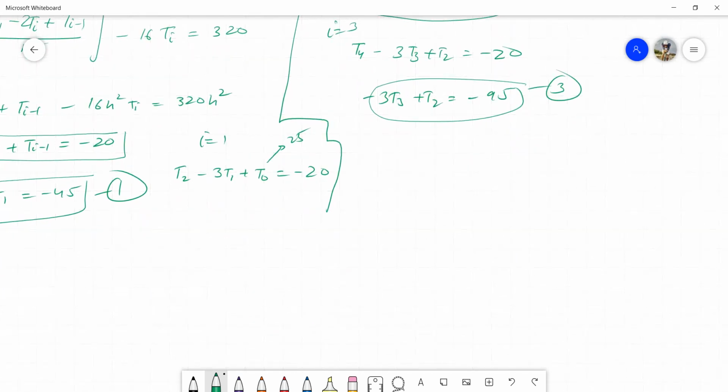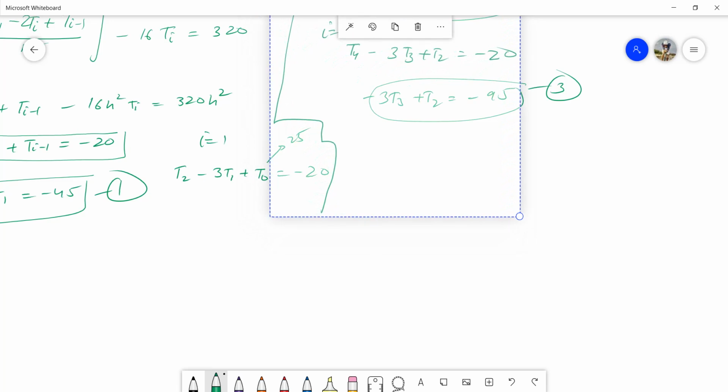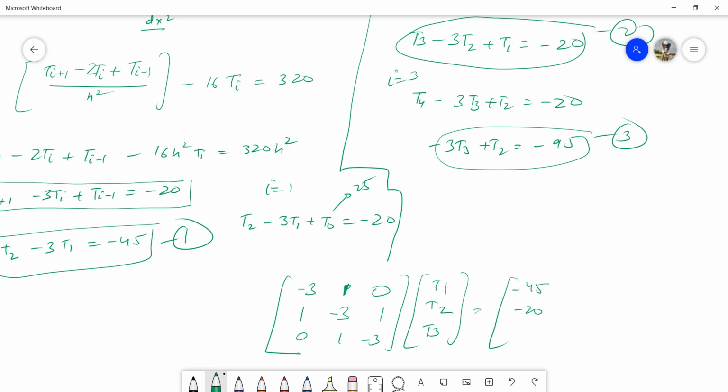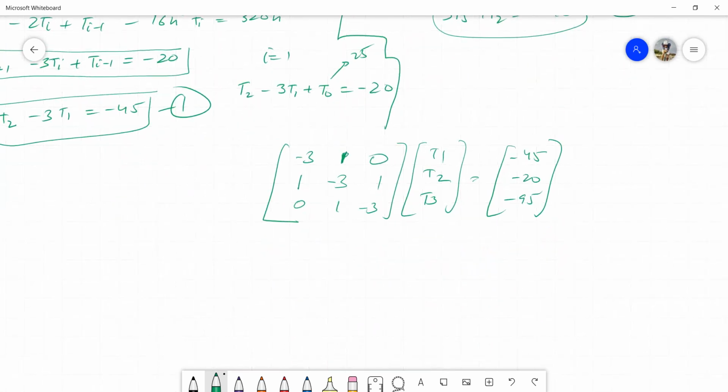So let's prepare the matrix using these three equations. From equation 1, we have the matrix row minus 3, 1, 0. From the second equation we have 1, minus 3, 1, and from the third equation 0, 1, minus 3. We have T1, T2, T3, with the right side minus 45, minus 20, and minus 95. So we can easily solve this and get the values of T1, T2, and T3.